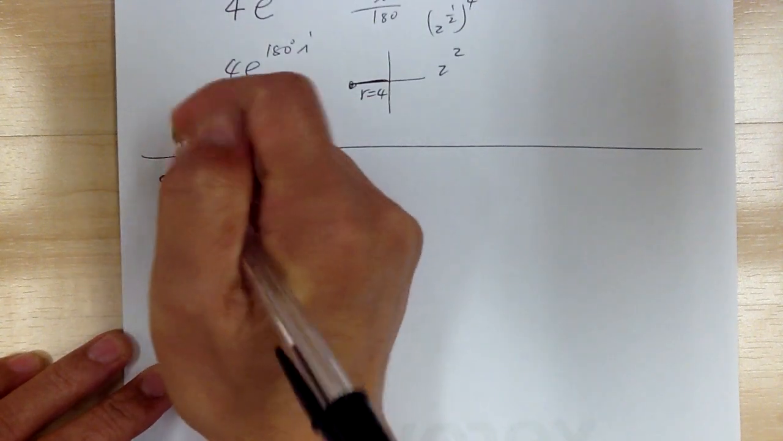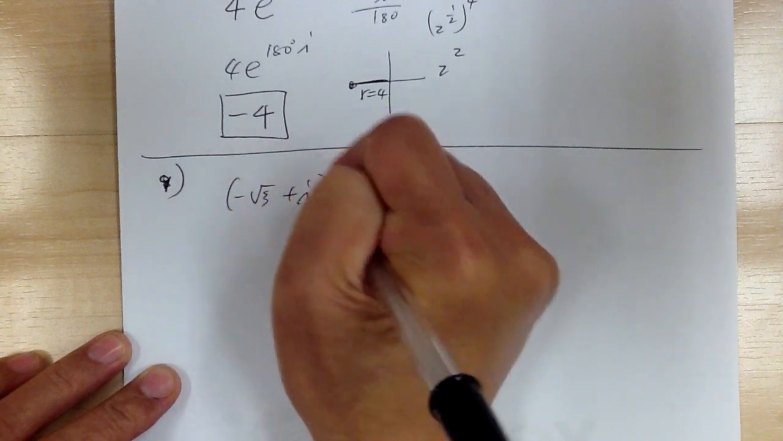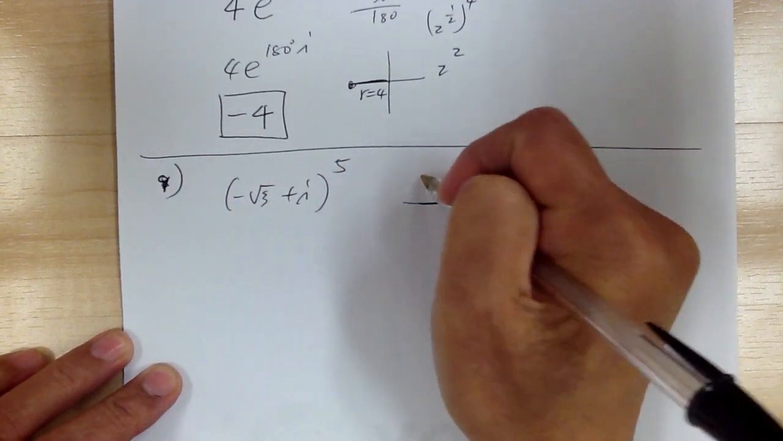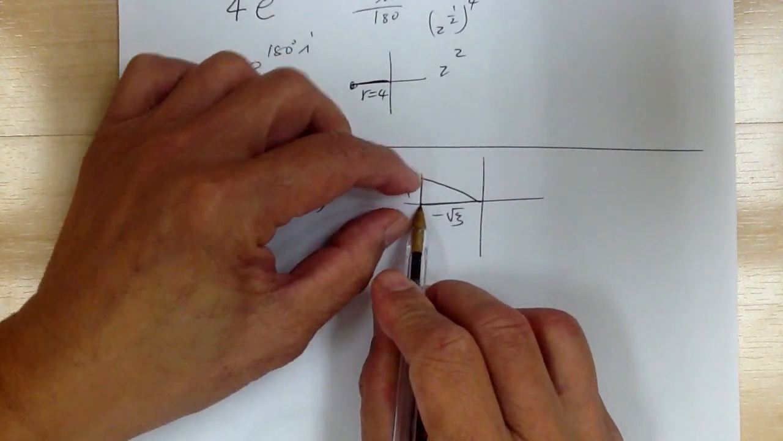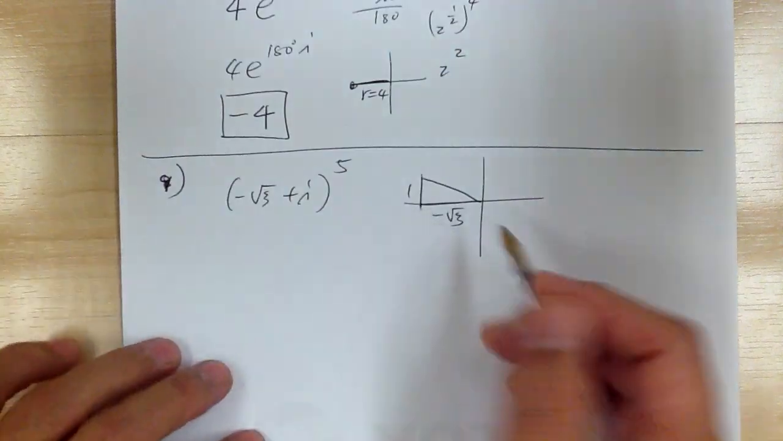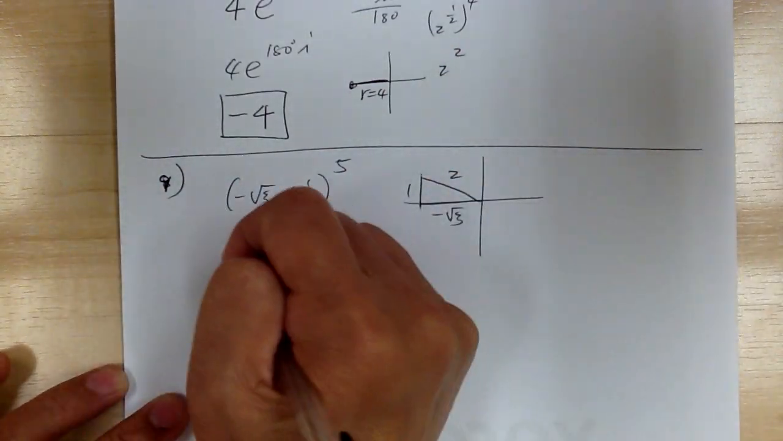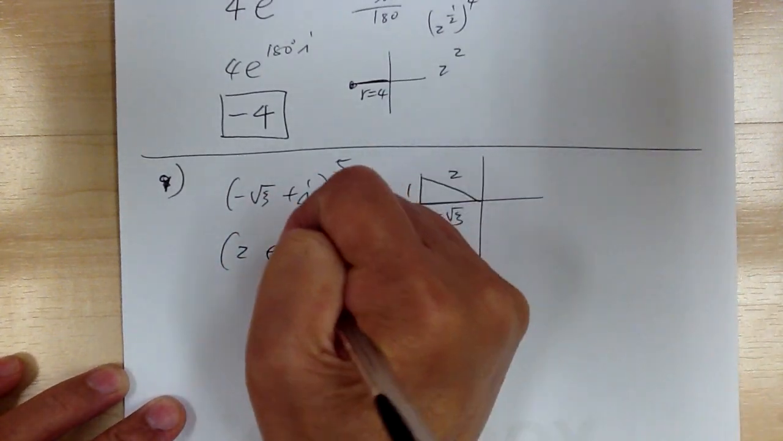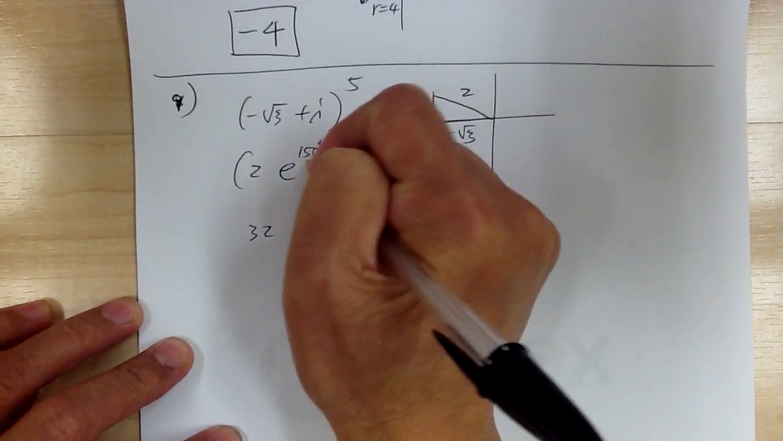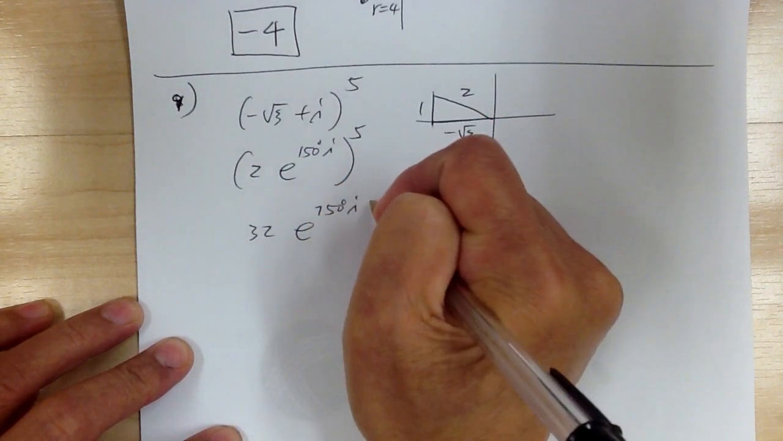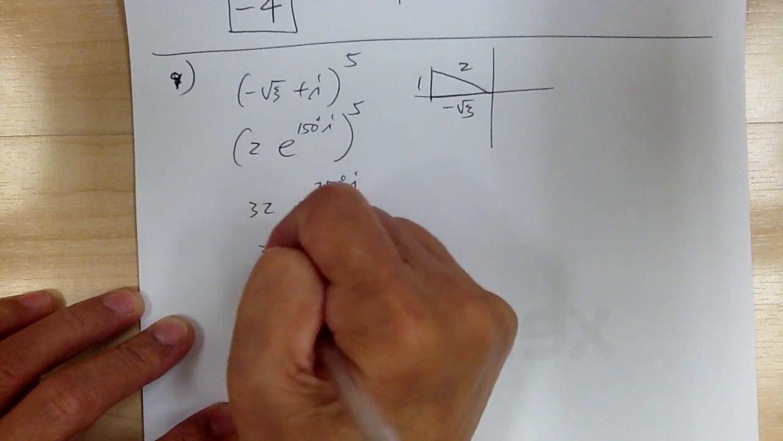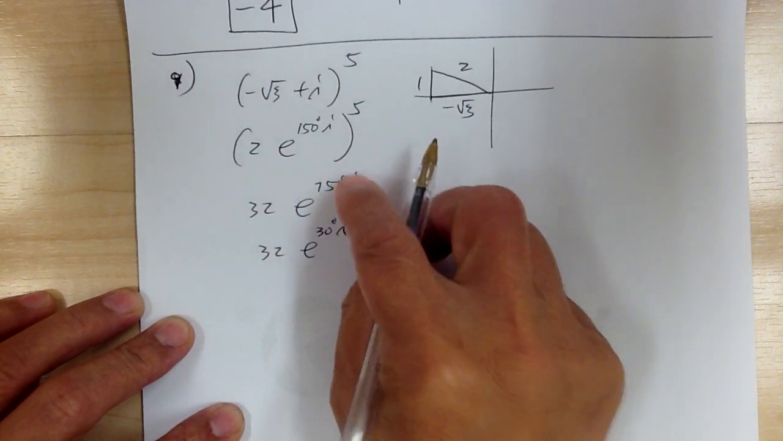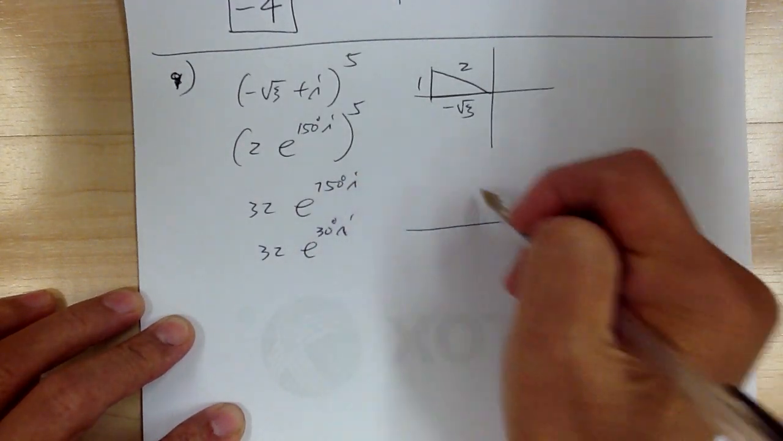Number 9. You have (negative square root of 3 plus i)^5. So you have negative square root of 3 and 1. Again, you just draw any random length, and if the next number is smaller, you make it shorter. If the next number is bigger, you make it longer. That's how you draw pictures. So from here, you're going to get 2 e to the 150 degree i to the 5 power. 2 to the 5 power is 32, and 150 times 5 gives you 750 degrees. Then again, you want to lower your number, keep subtracting 360, so you subtract 360 twice. This becomes 32 e to the 30 degree i. And then convert to rectangular form.